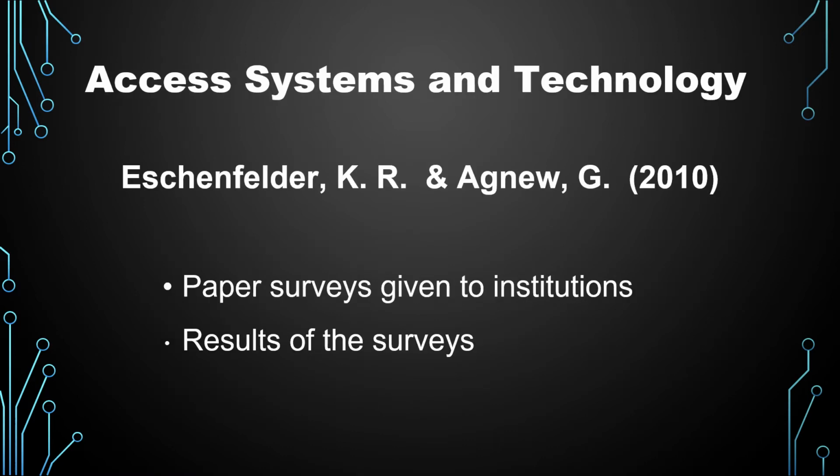Eschenfelder and Agnew conducted a survey of archives, libraries, and museums that they termed Controlled Online Collections Institutions, which are institutions that currently control access and/or use of collection materials. They found that most of these institutions were often using older technology that had been out for a while, and that the most common tools used to control access and use were authentication, authorization systems, clips, and resolution limits.